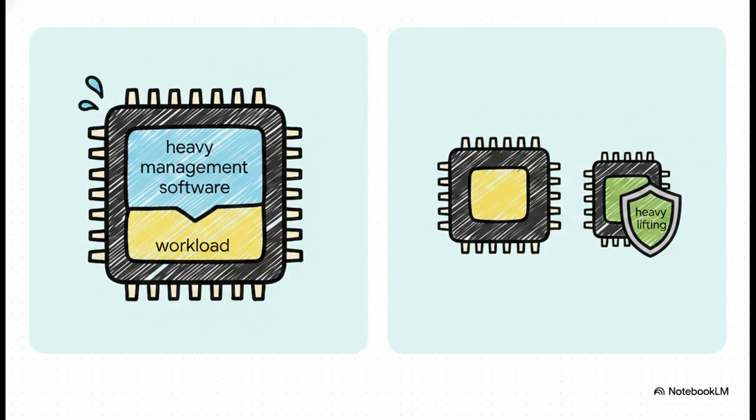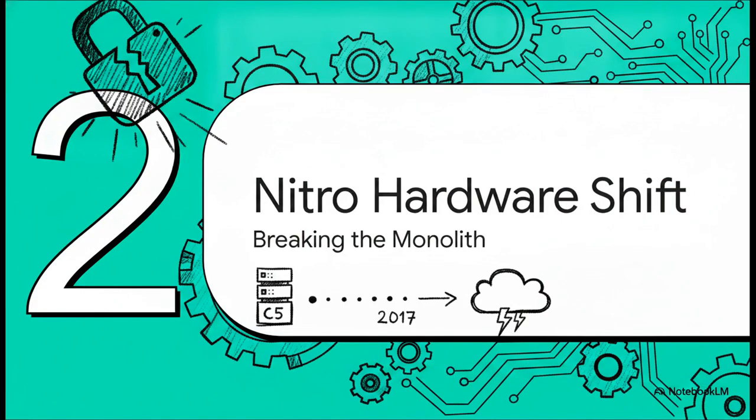The ideal state, obviously, is a dedicated CPU with zero performance tax, where your workload is completely and physically isolated. But to get to that ideal state, AWS realized they couldn't just write better software. They had to actually invent entirely new hardware. Which brings us to part 2, the Nitro hardware shift.